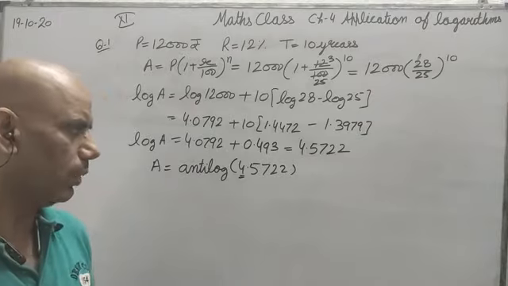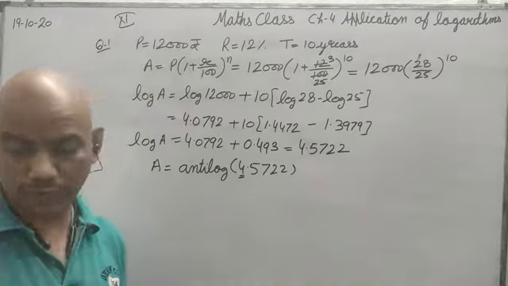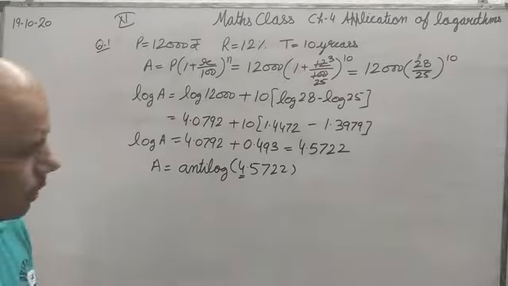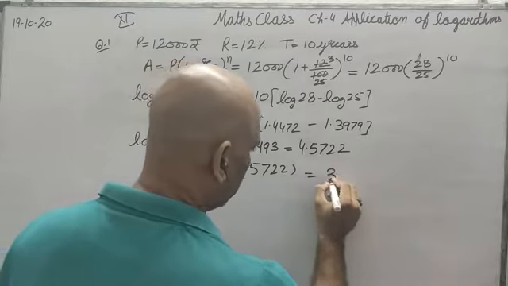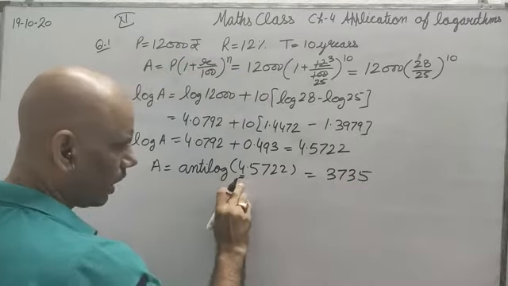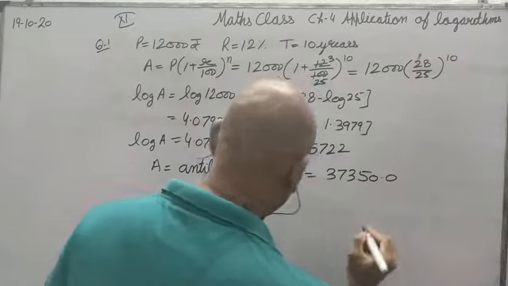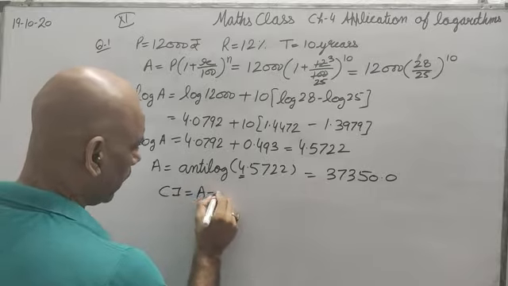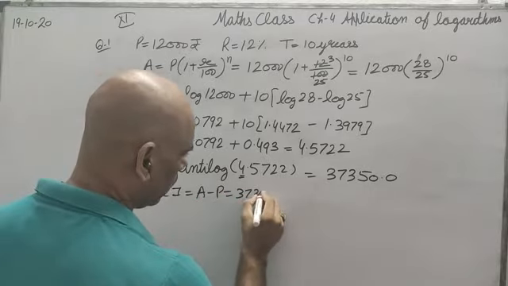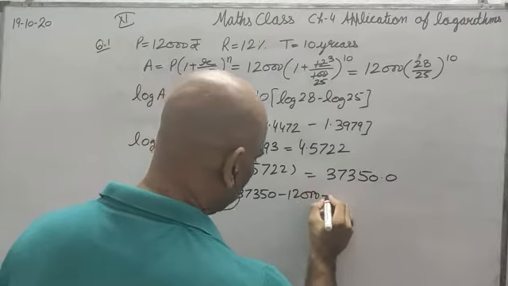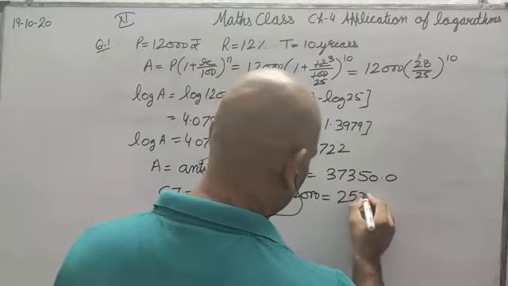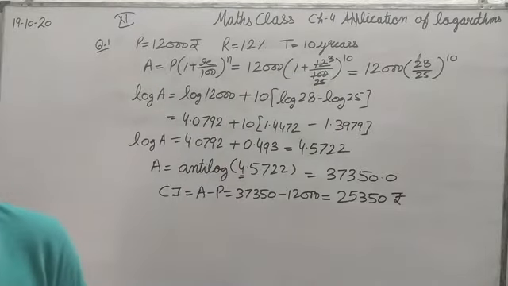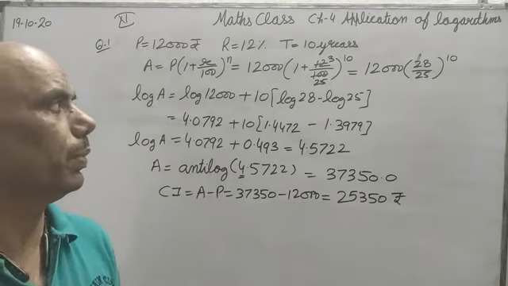So I will see the anti-log table 572 and the mean difference of 2. That is giving me 3735. Now I want 5 digits, so I will have to add a 0 to it. So this is the amount. Thereafter I can calculate the compound interest by amount minus principal: 37350 minus 12,000. I got 25,350 rupees. So this way we will solve these questions with the help of compound interest.